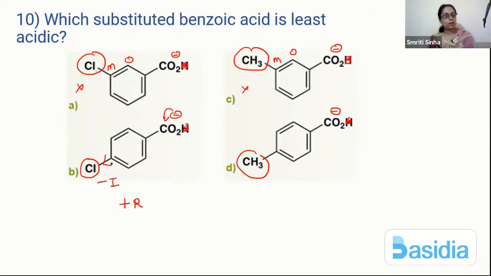Okay, so it will show plus R effect. It will even show minus I effect, and therefore it will pull the negative charge of this carboxylate ion towards itself, making it more stable. And as the conjugate base is more stable, it will be more acidic.